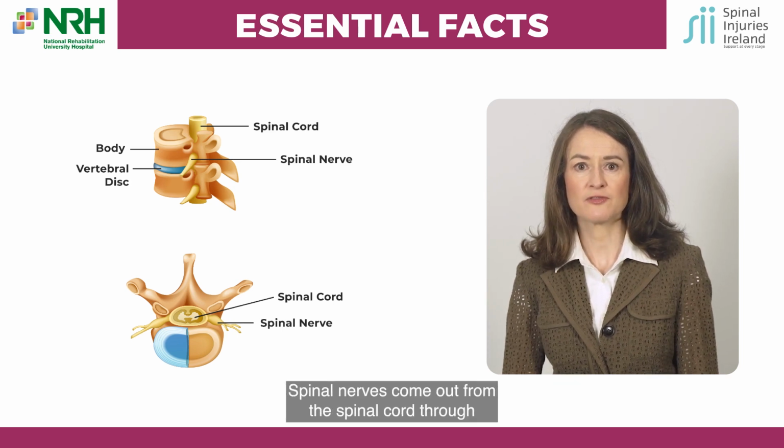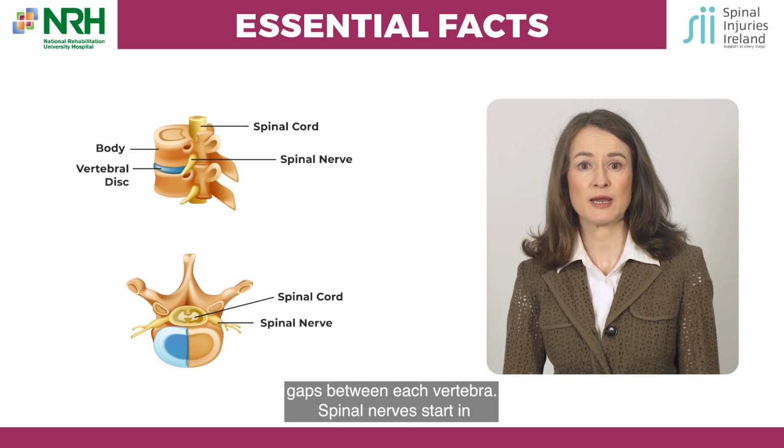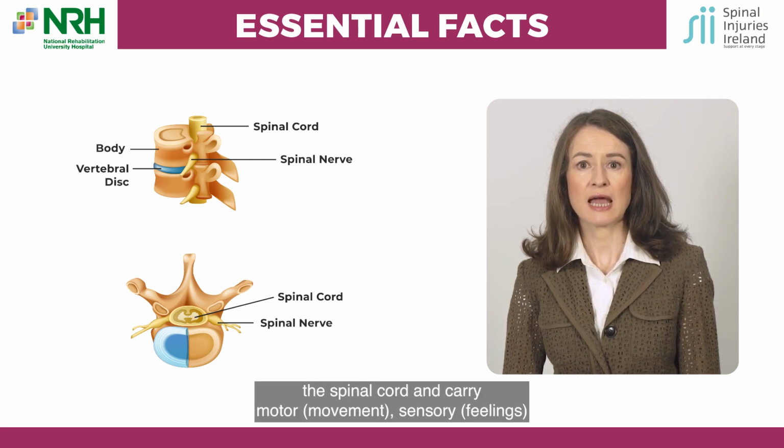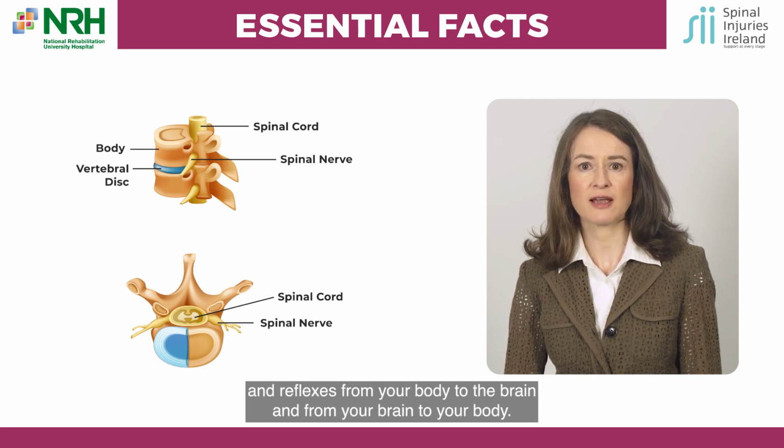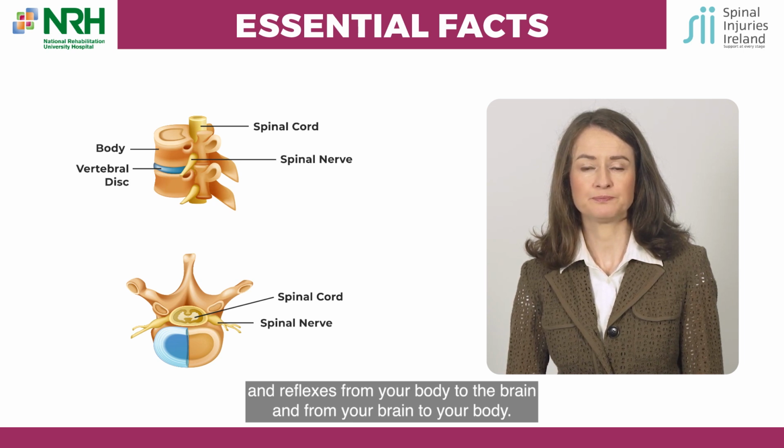Spinal nerves come out from the spinal cord through gaps between each vertebra. Spinal nerves start in the spinal cord and carry motor, movement, sensory, feelings and reflexes from your body to the brain and from your brain to your body.